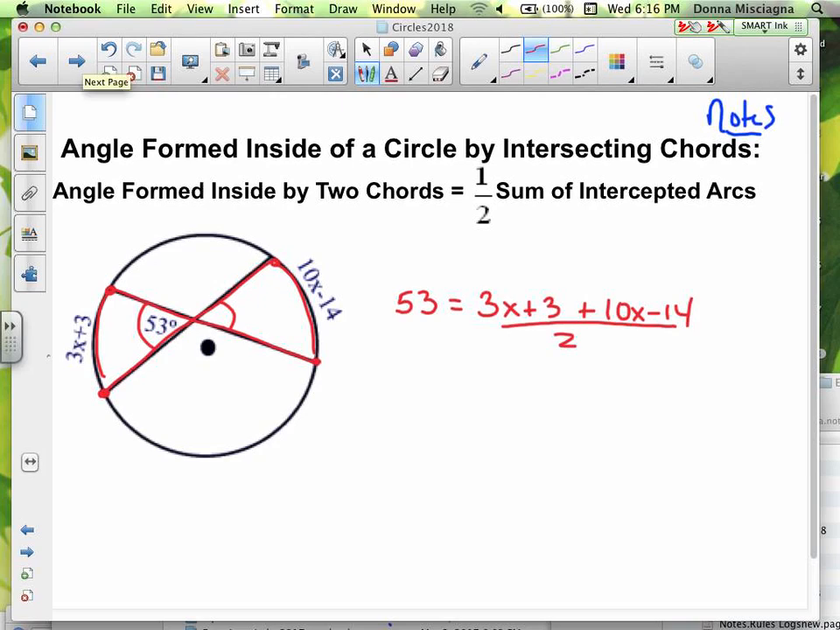Now I could combine like terms, but I'm not going to right now. I could divide everything by 2, but I'm certainly not going to do that. I'm going to get rid of the 2. How do you get rid of the 2? What's the inverse of dividing by 2? Multiplying by 2. So we're just going to multiply both sides here by 2.